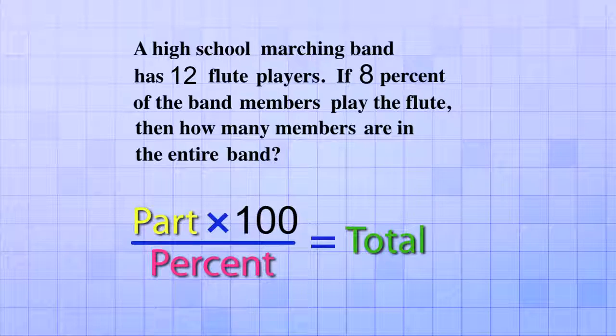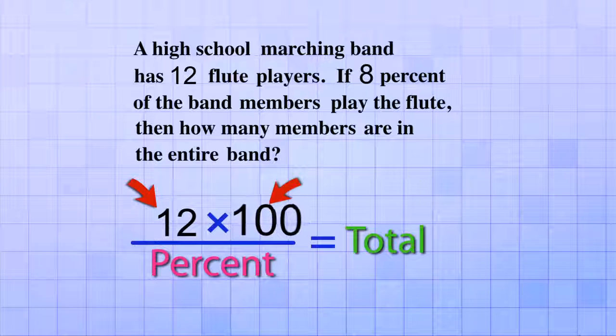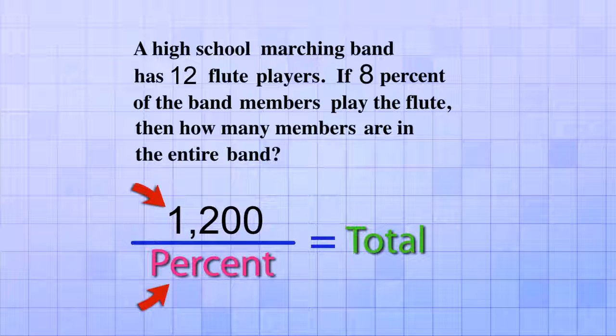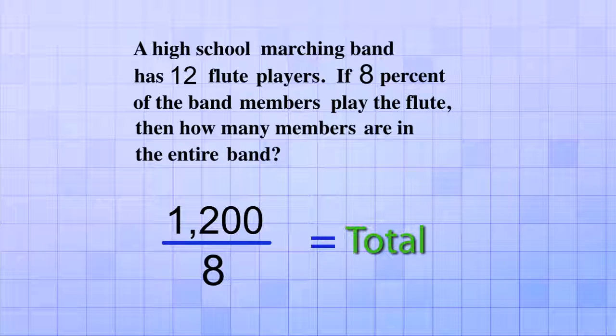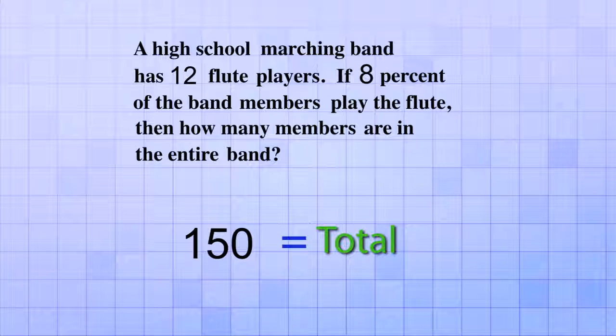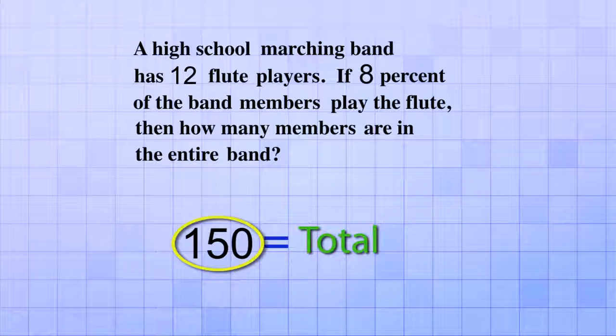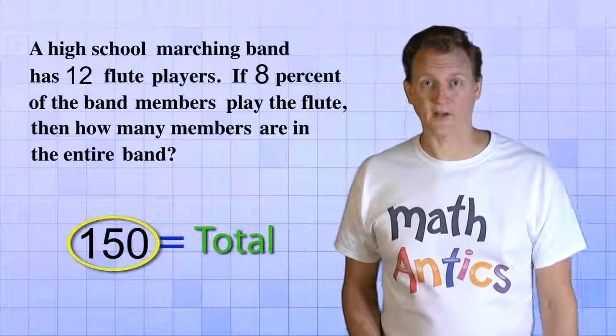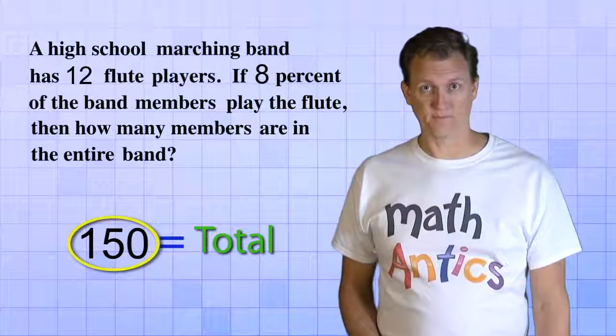And to find it, we just need to follow our 2-step procedure. For step 1, we multiply the part by 100. 12 times 100 equals 1200. For step 2, we divide that 1200 by the percent, which is 8. This time I think I'll use a calculator to divide. 1200 divided by 8 equals 150. Great. That means that the total number of band members is 150. And again, you can always check your answer the way we did in the last example.